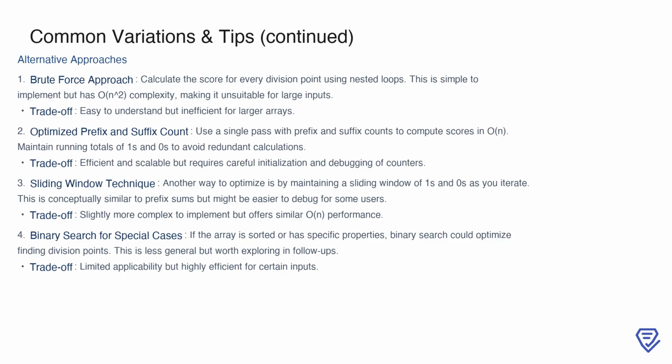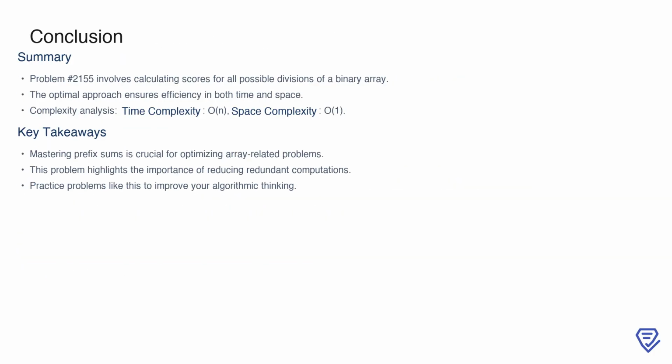Alternatively, you can use the sliding window technique, which is conceptually similar to prefix sums but involves maintaining a dynamic window of ones and zeros as you iterate. For some, this approach may be easier to debug while still offering O(n) performance. Lastly, in special cases where the array is sorted or has certain properties, binary search can be used to optimize the process of finding division points. While this method is less general, it's highly efficient for specific scenarios and is worth exploring as part of follow-up discussions. Great job! We've covered the key aspects of solving problem number 2155, focusing on efficient algorithms and takeaways.